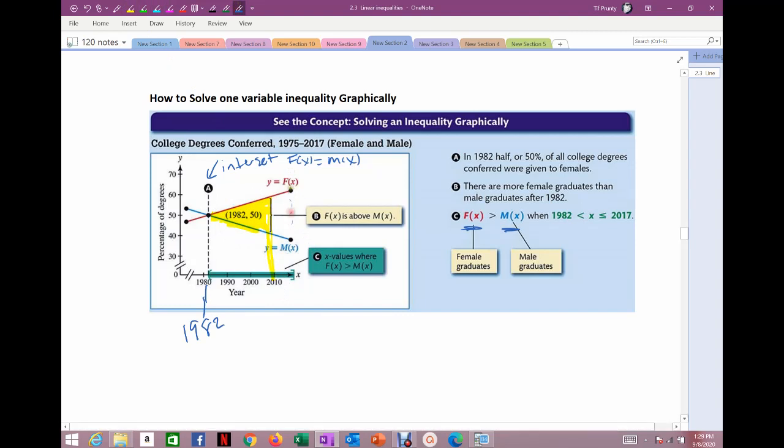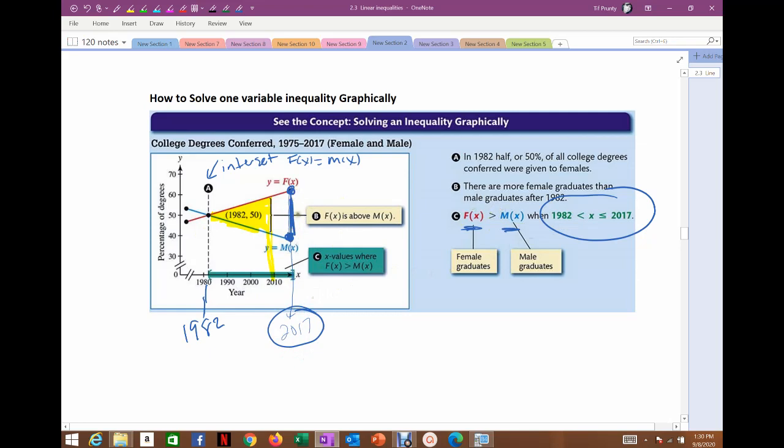The dot means the function's stopping here, and so that's what this green line indicates. And this represents 2017. And so the red line is bigger than the blue line between 1982 and 2017. So that's the answer. We stop at this point and it's a closed point, meaning that point's included, so 2017 is included, but we don't include 1982 because I just want to know when it's greater than it.